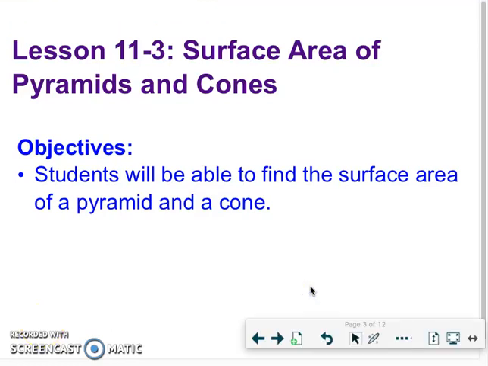We are going to do the video for 11.3, surface area of pyramids and cones. So the first thing we need to talk about is what pyramids are and what cones are. It's going to be very related to 11.2, where we had a lateral area and a base area, and adding that up to get a surface area.